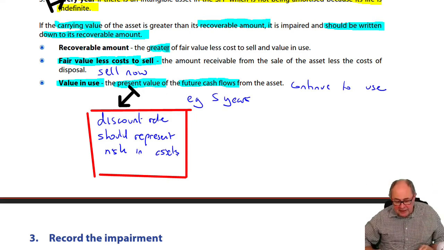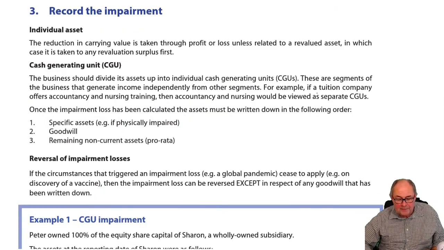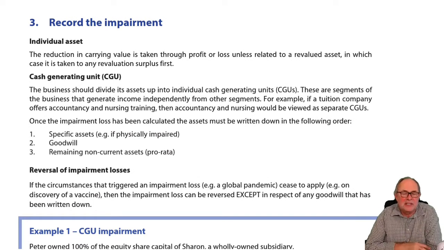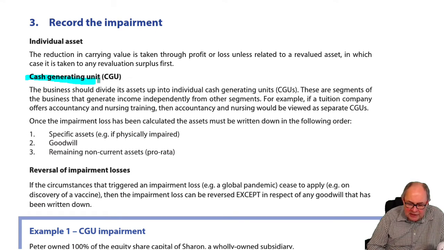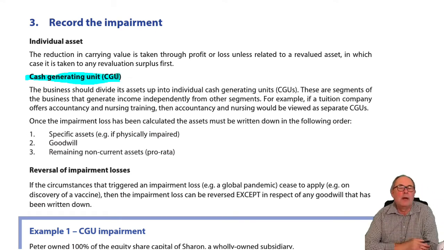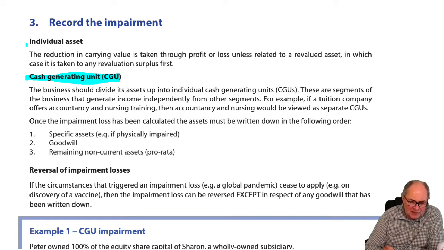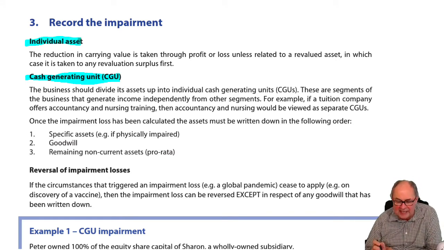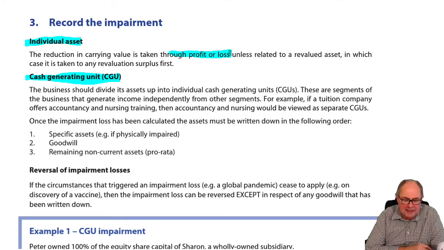Now, when we do this, what we will do in practice is normally divide the assets into cash generating units. Now, when my friend bashed the bus, I guess it was just one bus. It was an individual asset, in which case the loss on that just went to P&L: debit P&L, credit bus in the books of the company that owned the bus, or half a bus.